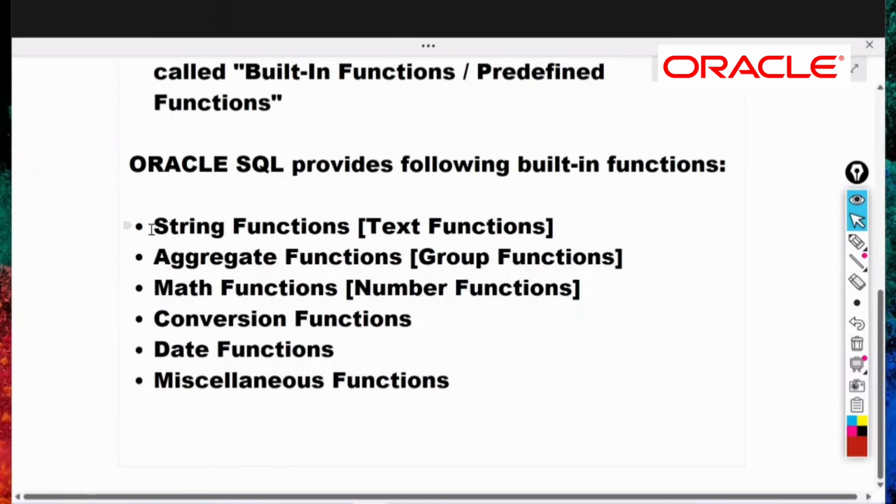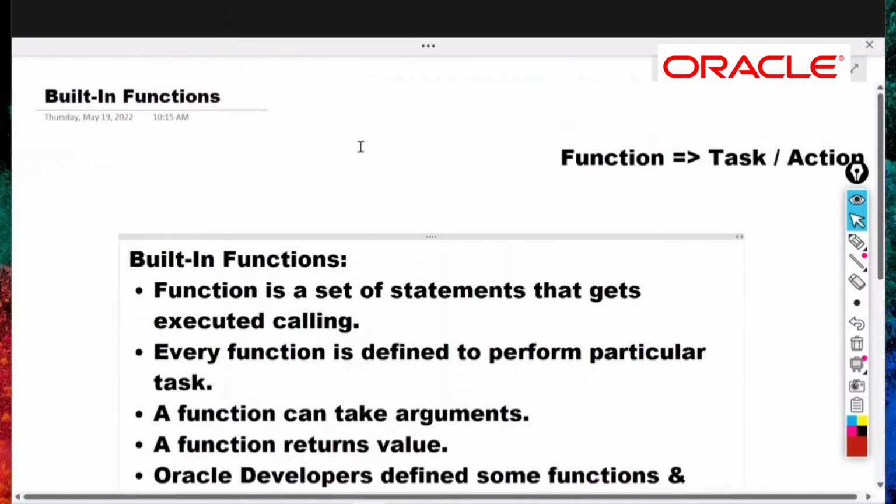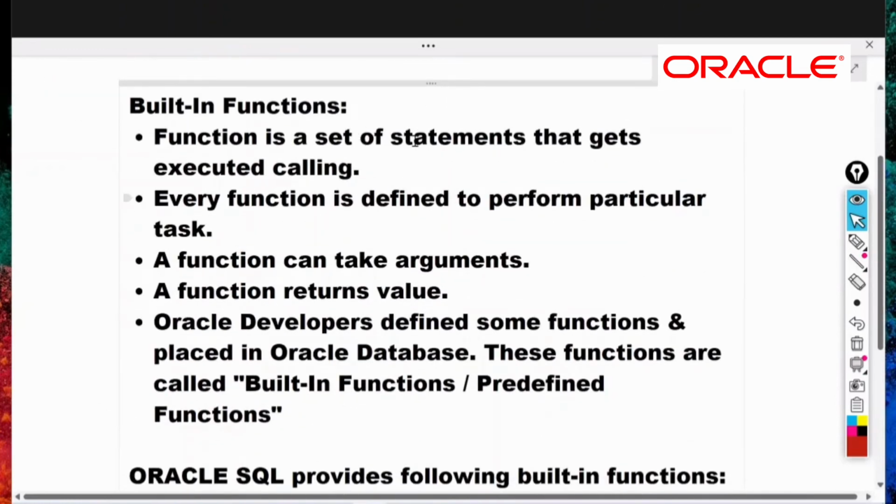So among these, what is a function? A function contains some set of statements, and that code is executed when we call it. So a function gets executed on calling. Every function is defined to perform a particular task. To find a square root value, the SQRT function. To find a power value, the power function, like that. To perform a particular task, they define some functions, and every function can take arguments and can return a value.